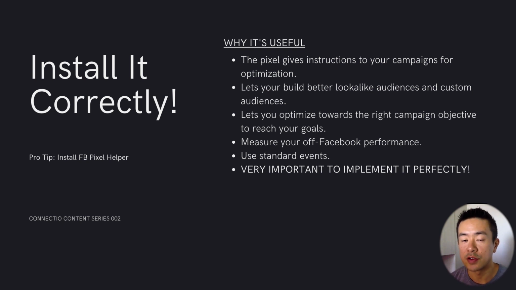Some other reasons why it's useful is it allows you to build better custom audiences for your retargeting campaigns, as well as lookalike audiences for future campaigns. And it lets you optimize towards the right campaign objective. If you're optimizing towards purchase, you have to use the pixel. Same goes for leads, add to carts, initiate checkouts. Whatever your campaign objective for your business is, it allows you to optimize for it, helping you find more leads, more customers and purchasers, people that take action on your website.